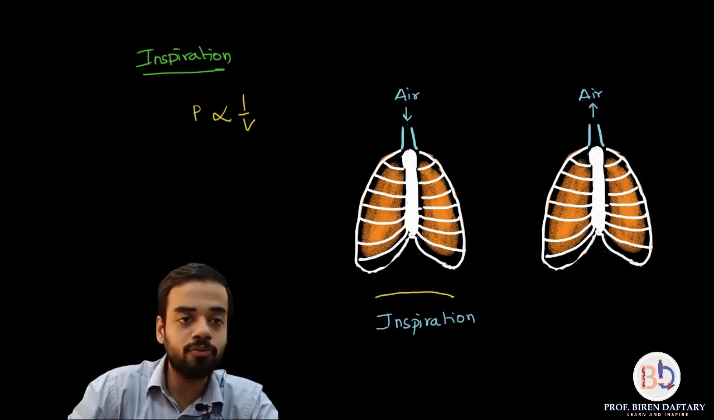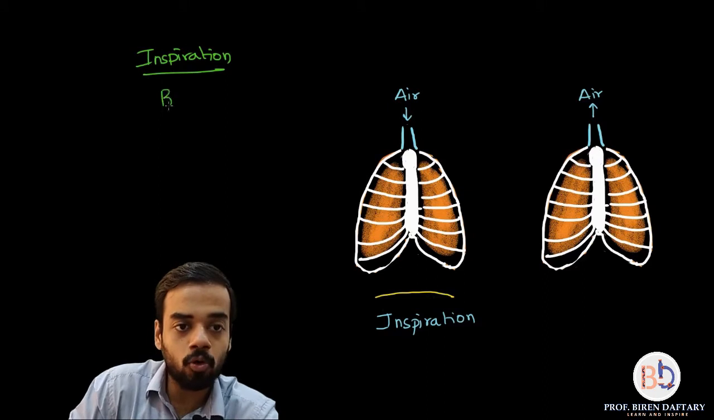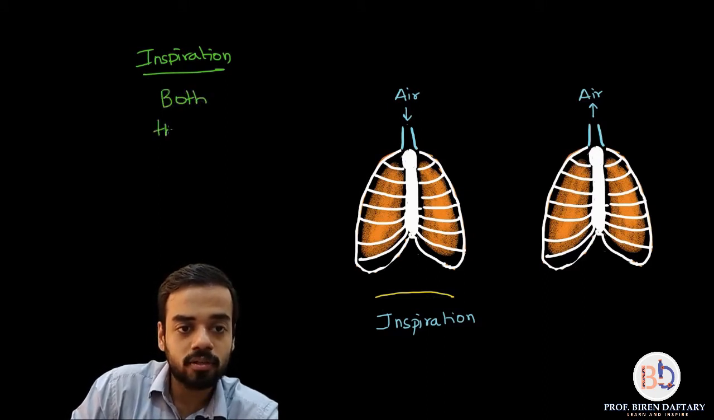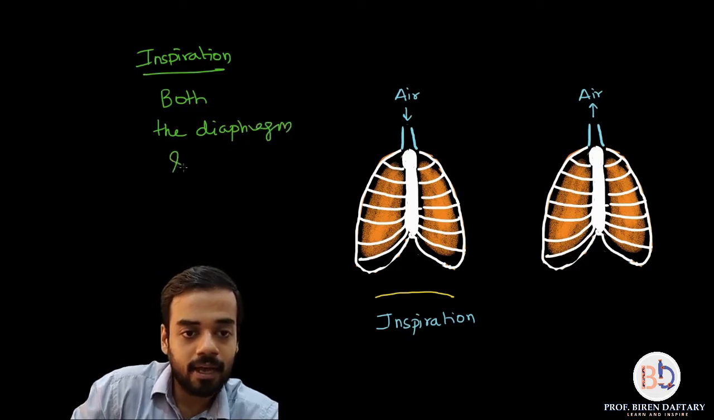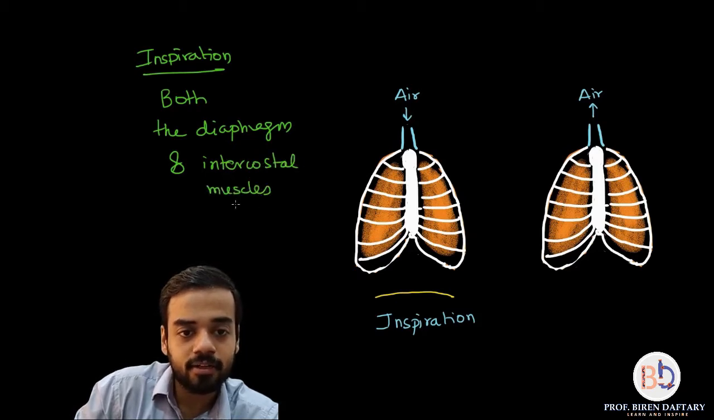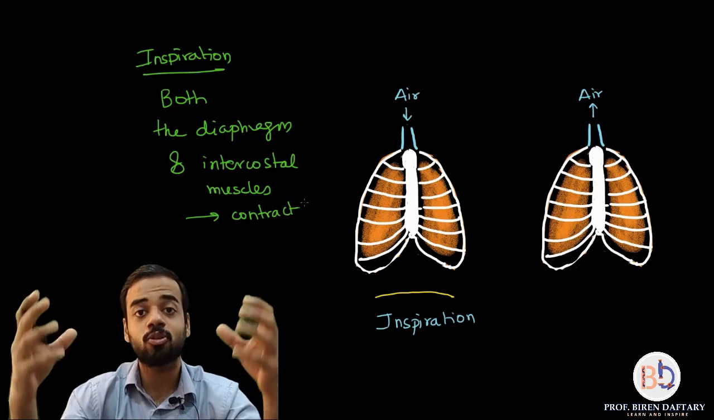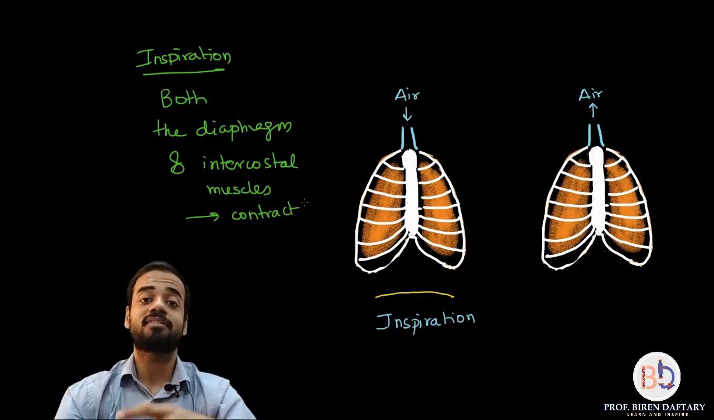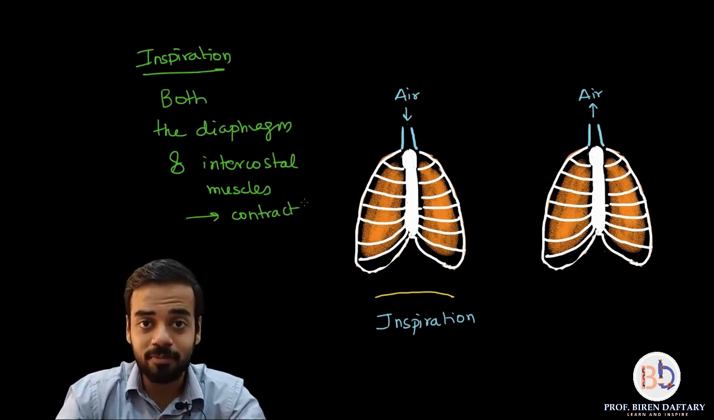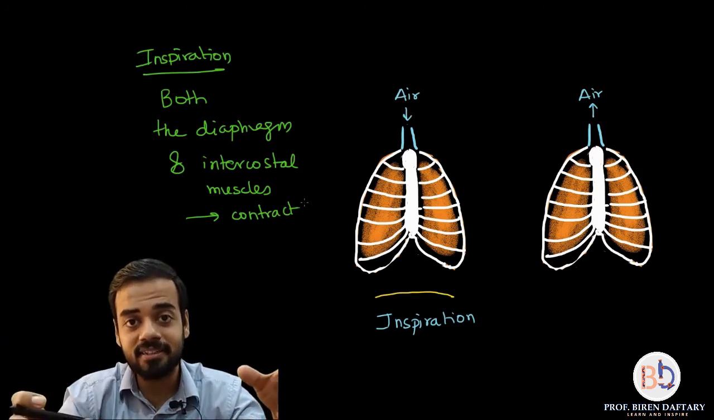So what do you need to remember in inspiration? You need to remember that both muscles, both the diaphragm and intercostal muscles, contract. Please remember both of them contract, and because of that they increase the space inside the thoracic cavity. Thoracic volume increases, thoracic pressure goes down, inversely proportional. So pressure gradient is created.